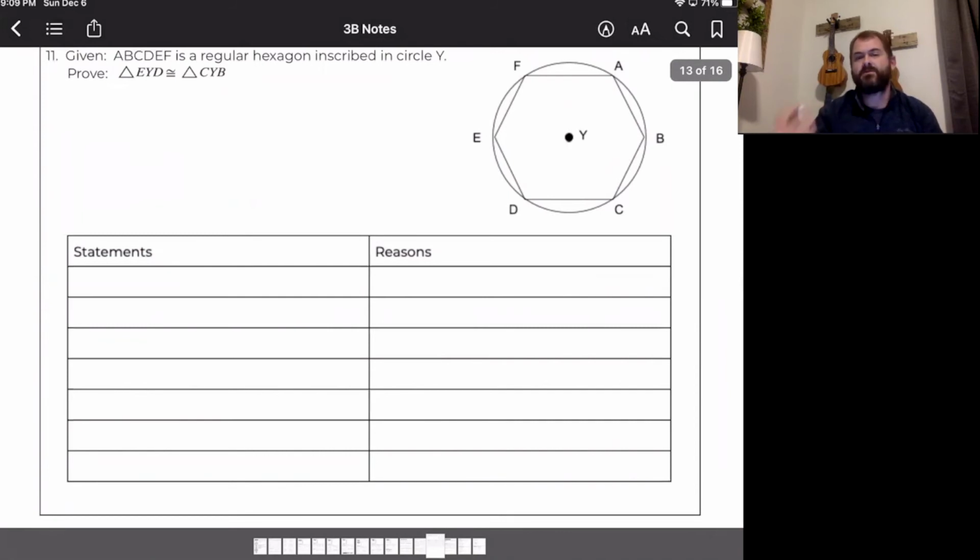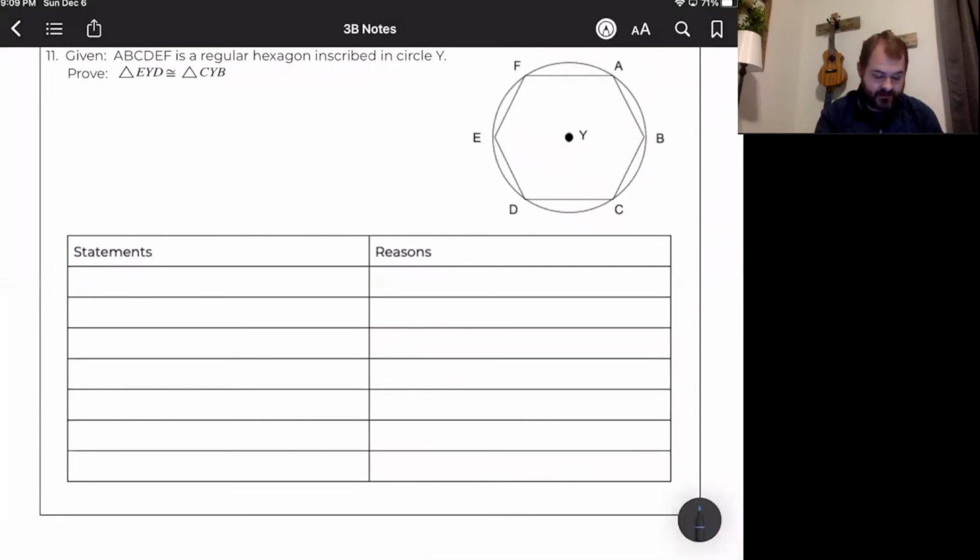We're just going to prove that two triangles are congruent, but we're using some new terminology. And actually, we've done this way back in the year. We talked about an inscribed regular polygon, and this is where we see it again. So we're told that ABCDEF is a regular hexagon. Okay, remember that means 6 sides. Okay, it's a regular hexagon inscribed in circle Y.